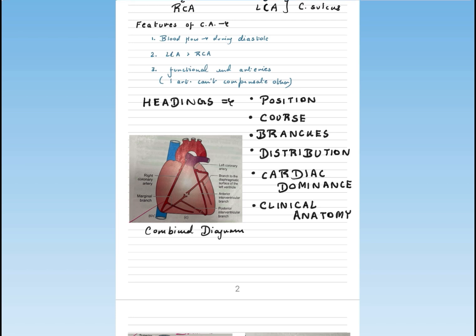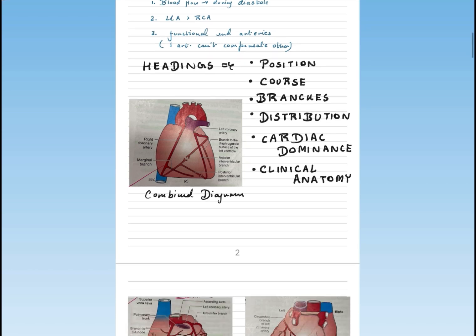Then before writing any answer in our exam, we must always memorize the headings. So these are the headings under which we will write an answer about the coronary arteries. First of all, the position of the coronary artery, its course, its branches, the area of distribution, the concept of cardiac dominance, and the clinical anatomy associated with it. The point of clinical anatomy is very important in any answer in anatomy exam. And the other thing that is very important is drawing a diagram.